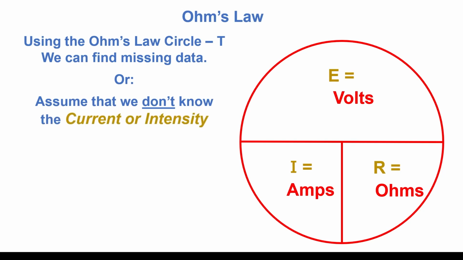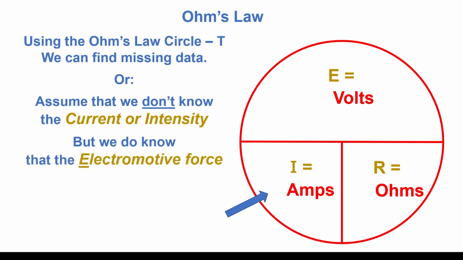Okay, this time assume we don't know the current or the intensity. We don't know the amps, in other words. What do we know? We know the electromotive force. We're going to call that 90 volts this time.